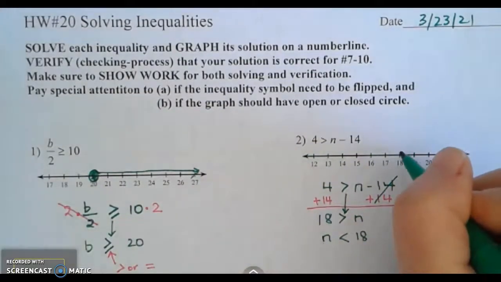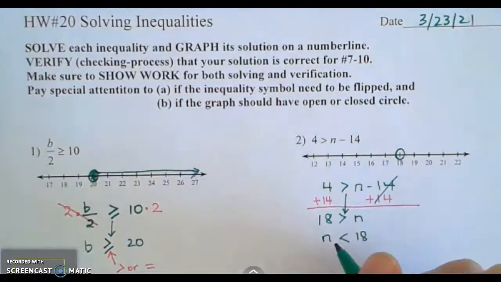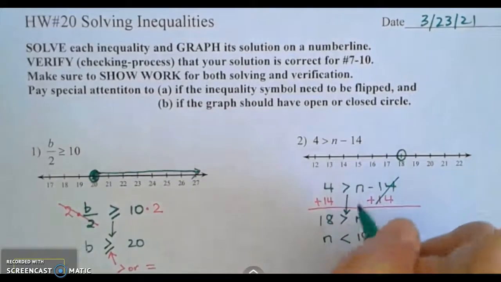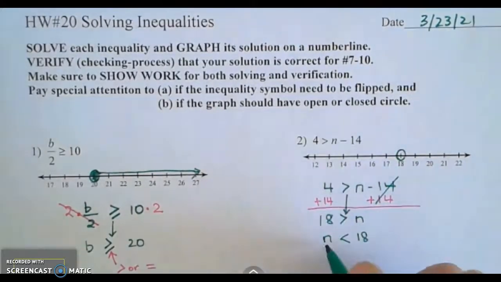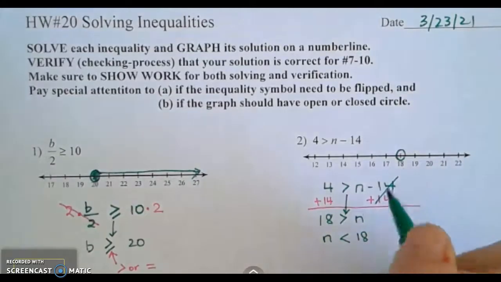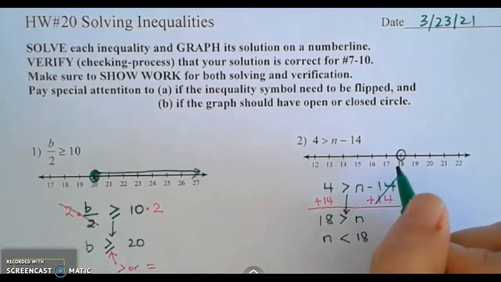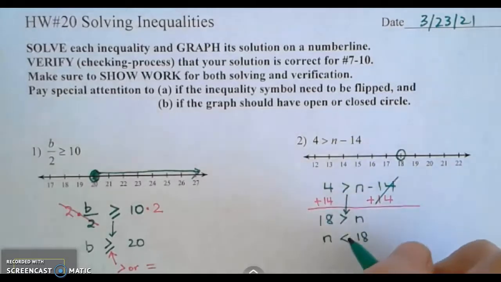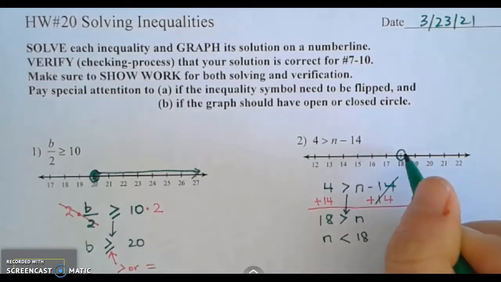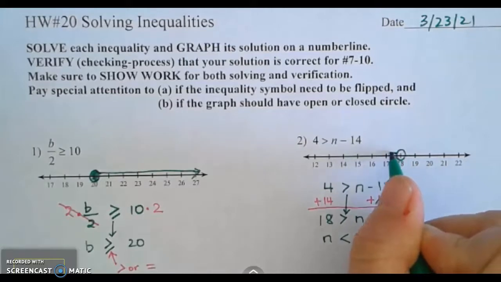Okay, so I have 18, found my boundary point. Notice that the inequality is pointing to the left. I can only use this method if the variable comes first, followed by the inequality and the number. All right, so then, do I need to close the circle or open the circle? The symbol is less than, so it's going to be an open circle and shading to the left.